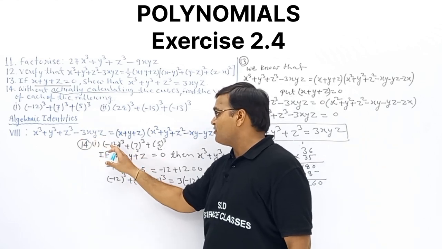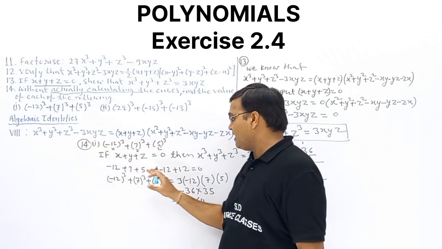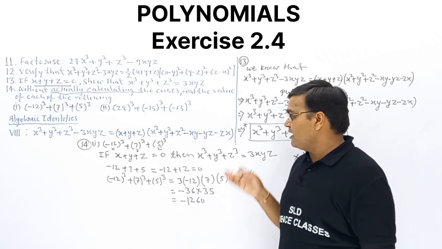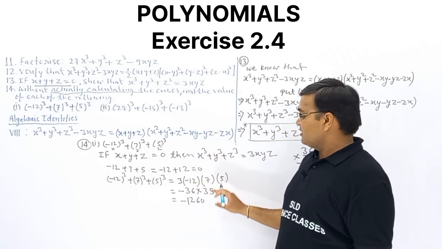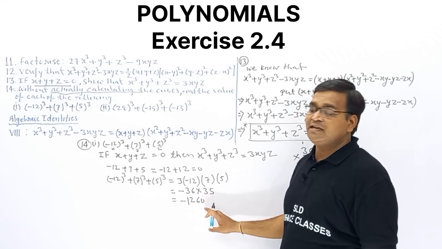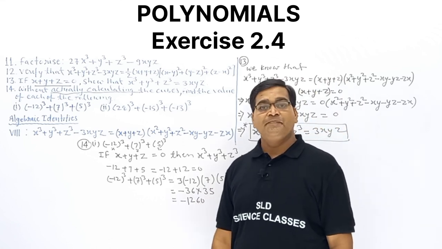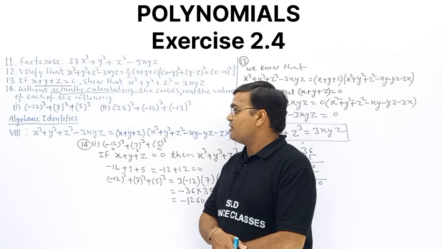So we are checking its x, y and z terms, we are adding and the result is 0. So we can use this formula and then we are getting its result, and this is minus 1260. Clear?